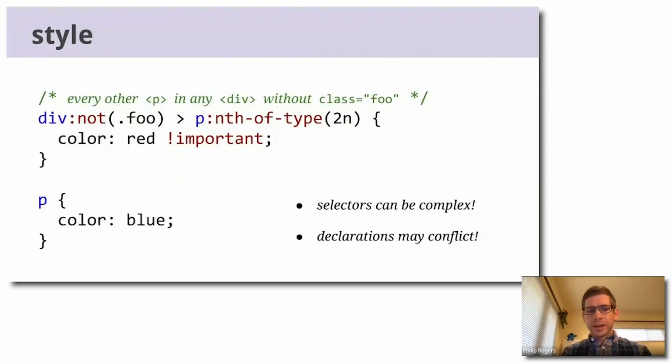Styles can be pretty complicated. Here's a really complicated looking one, but this is pretty typical of what you'd see on a real web page. All this is doing is an effect of even-odd coloring that you might see, for example, on a table. This complicated looking selector is styling every other P in any div without class foo, and it's going to make it the color red. Notice here that there's a color red for the P tag, and then below it there's another selector for P. So these are conflicting. The way this is resolved is using some predefined rules, and this is the cascade in CSS.